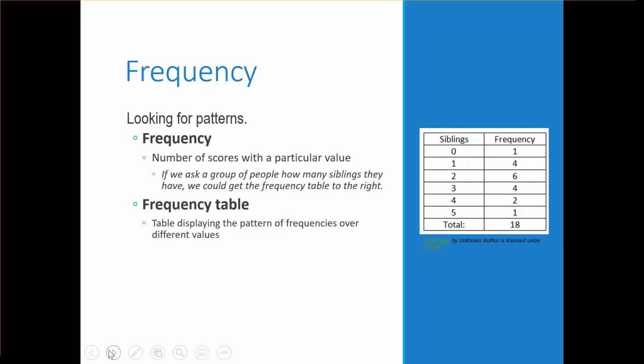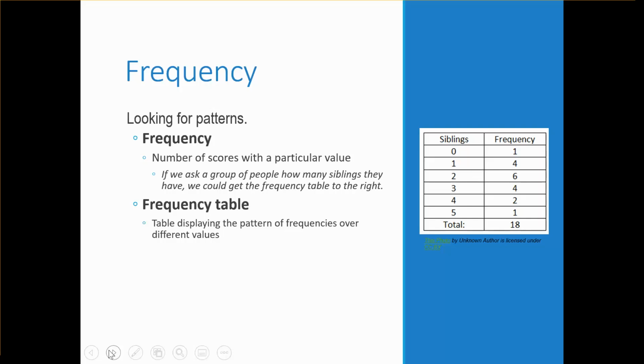Let's look at frequency. So here's the thing. This first chapter, we're not just talking about how we think about numbers. We also want to talk about how we show numbers and how we talk about numbers. And so when we're looking at data, we look for the patterns in the numbers. So we look at how often the numbers show up, so the frequency, and we look at the number of scores for a particular value.